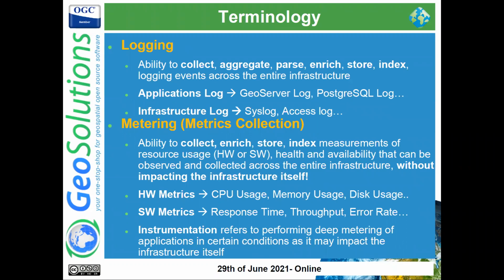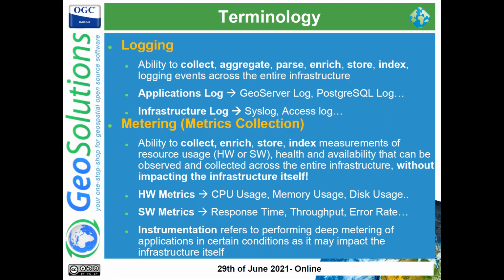Then we have metering. Metering is about collecting indexes and measurements of performance of the infrastructure and the health of the infrastructure. So we're talking about hardware metrics or software metrics. Hardware metrics, for instance, could be CPU usage, memory usage, disk usage, and so on. Examples of software metrics would be response time, throughput, error rates, and so on.